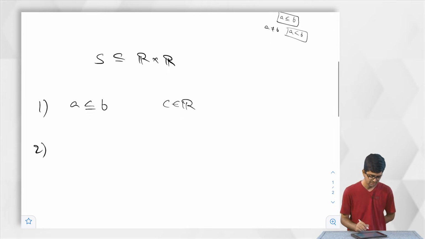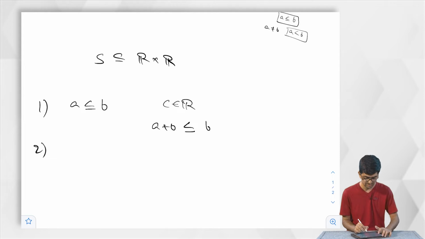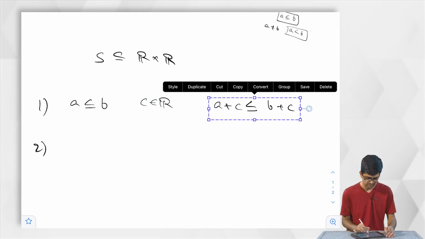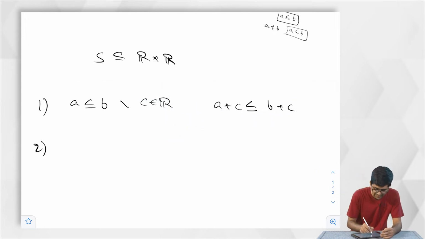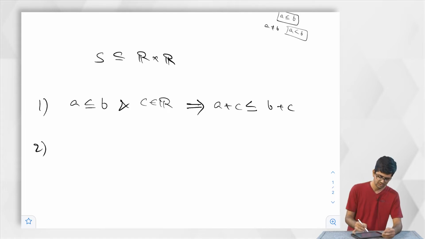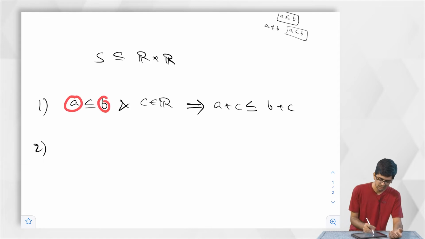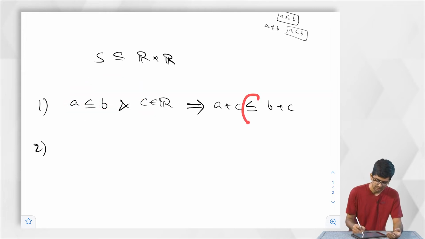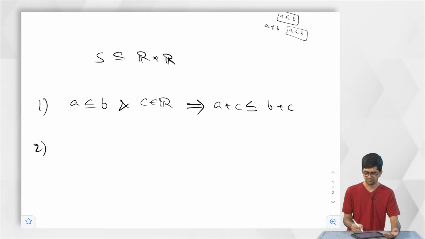Then the first compatibility condition is: A less than or equal to B and C belongs to R implies A plus C is less than or equal to B plus C. Which means what? If I am taking two elements A and B with this order, for any element C, if I add in the C on both sides, the condition still remains true, that A plus C is still less than or equal to B plus C. That is the first condition.